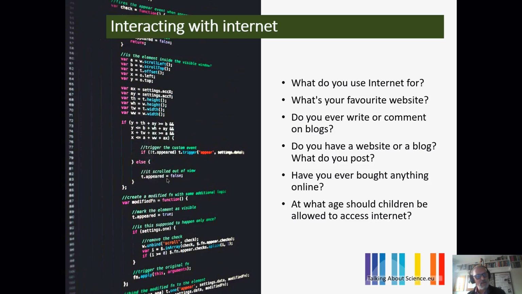What about buying stuff online? Do you buy things online? I think most people do. Certainly, what's happened over the last 2 years with this COVID business, there has been, let's say, an acceleration of the use of online shops, online buying, and in some cases this is a good thing, in some cases maybe it's not such a good thing. What about children's access to internet? Because of course the internet can be a pretty dangerous place to be.